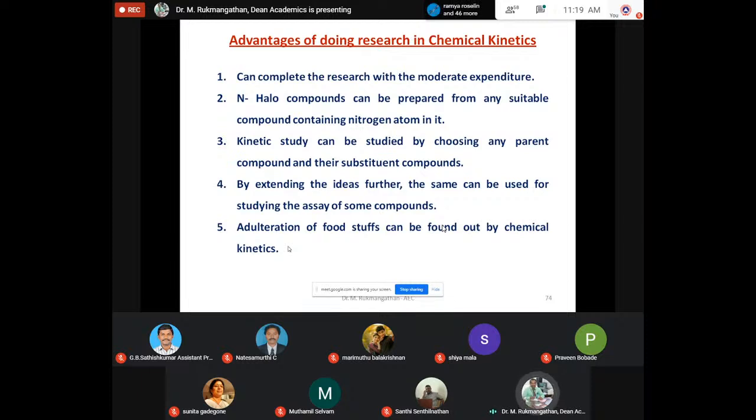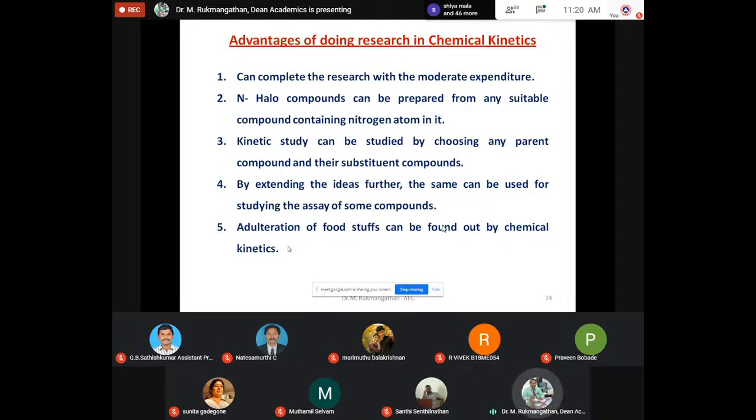N-halo compounds, already there are so many N-halo compounds, but we can newly synthesize more and more of them. The only one condition is the parent compound must contain a nitrogen atom in it. Either by trial and error method, we can go for chlorination or bromination of it to synthesize new N-halo compounds. So a variety of N-halo compounds can be synthesized hereafter also.